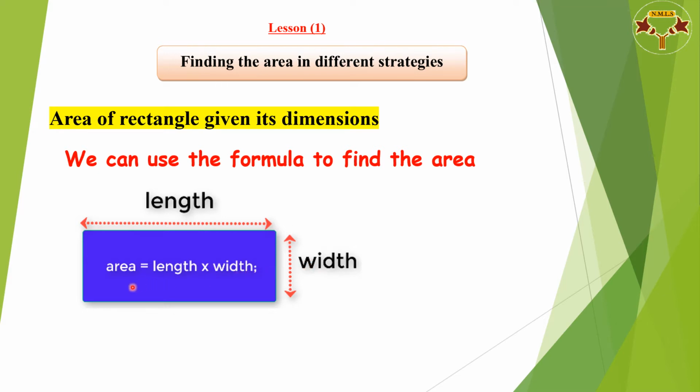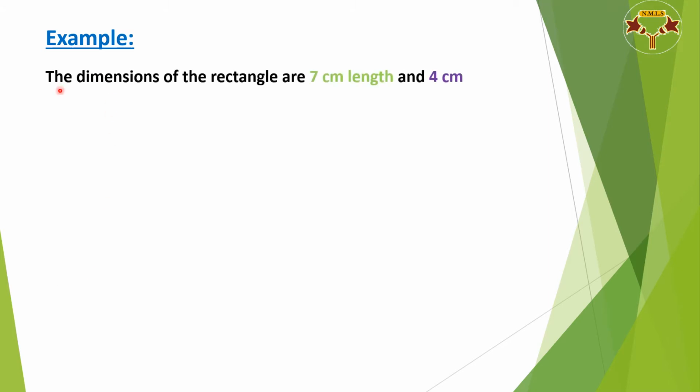If I want to get the area by using the formula, what is the formula of the area? Formula of the area is length times width, okay? Then, if I want to get the area of a rectangle by using the formula, then area will be length times width. For example, the dimensions of the rectangle are 7 cm length and 4 cm width.